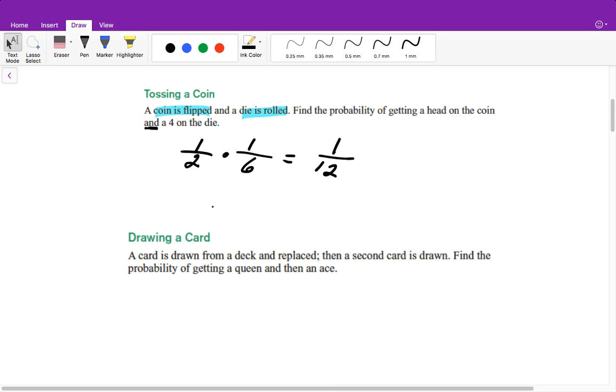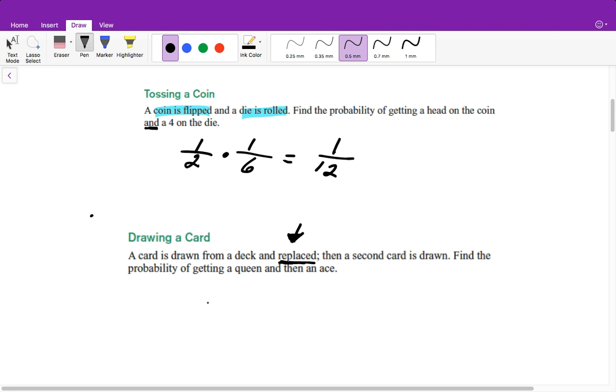The next one says a card is drawn from a deck and replaced. All right, that's a key word that you need to see here. Later on, when we start doing dependent, the cards will not be replaced. It will be drawing a card from a deck and then drawing another card from the same deck without replacing it. And since we're not replacing it, the number of cards that we have changes. It goes from 52 to 51. Well, here, since it's replacing, the number of total cards that we're picking from never changes. So this word replace tells us that these are independent.